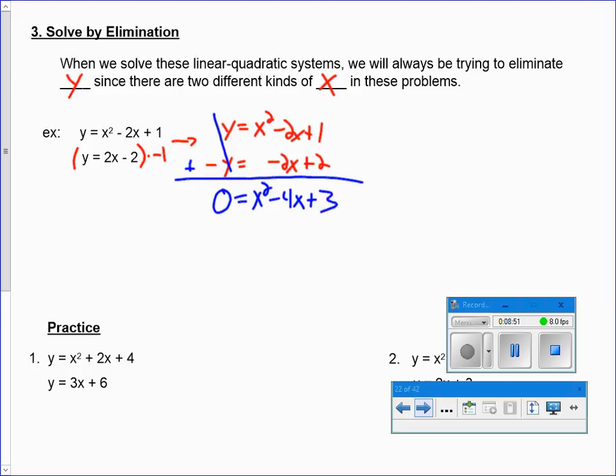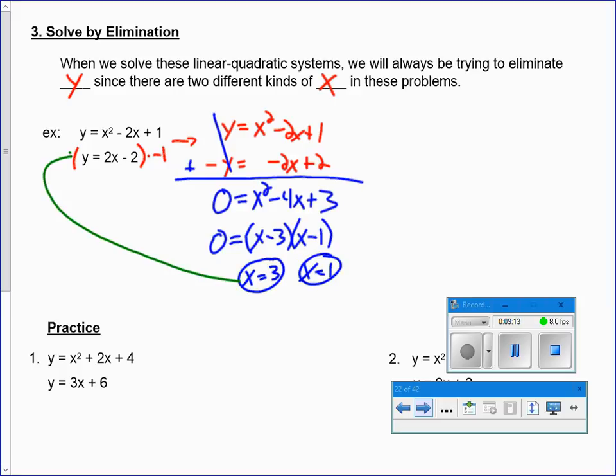Now from here, it's just like that last problem. We're going to factor. Right, we've already done this part of it. Negative 3, negative 1 are two numbers that multiply to positive 3, add up to negative 4. We set each factor equal to 0 and solve. So that's where we get our positive 3 and our positive 1 from. And again, at this point we can plug in to either equation, so the linear equation is usually easier to plug into, and we'll get our two answers for our y values. So we get 4 and we get 0 again.